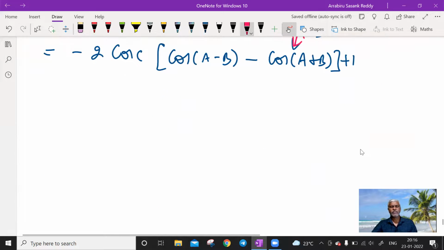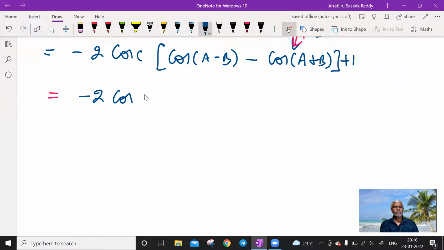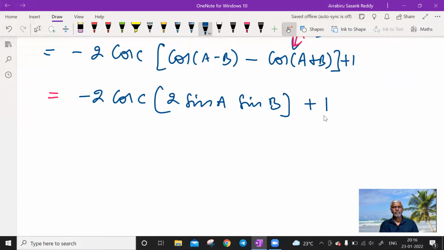Otherwise you can convert cos C is equal to 180 minus cos (A plus B), that is minus cos (A plus B), is equal to minus 2 cos C. The difference cos(A minus B) minus cos(A plus B) is 2 sin A sin B, plus 1. So minus 2 into 2 is minus 4 sin A sin B cos C.